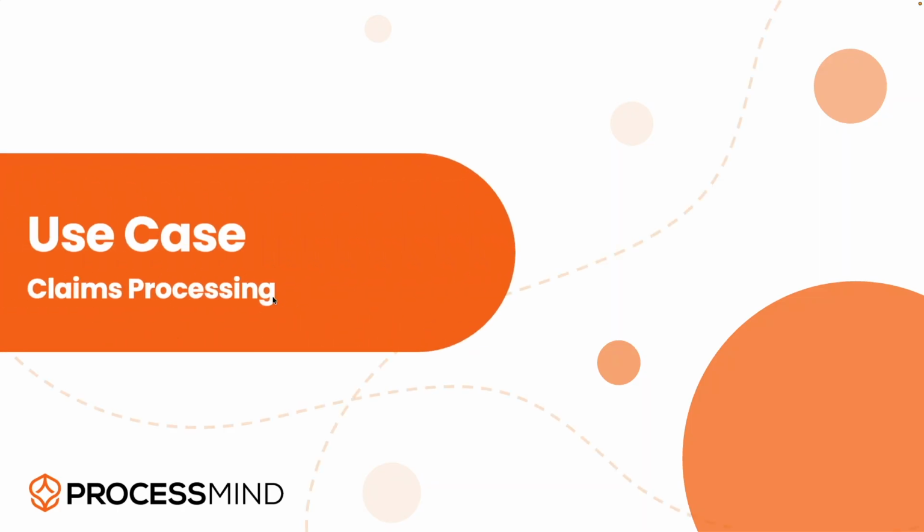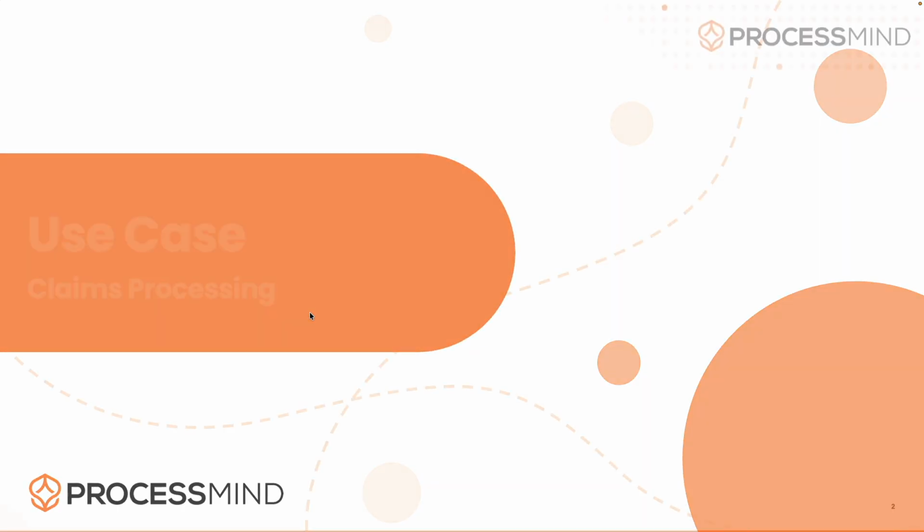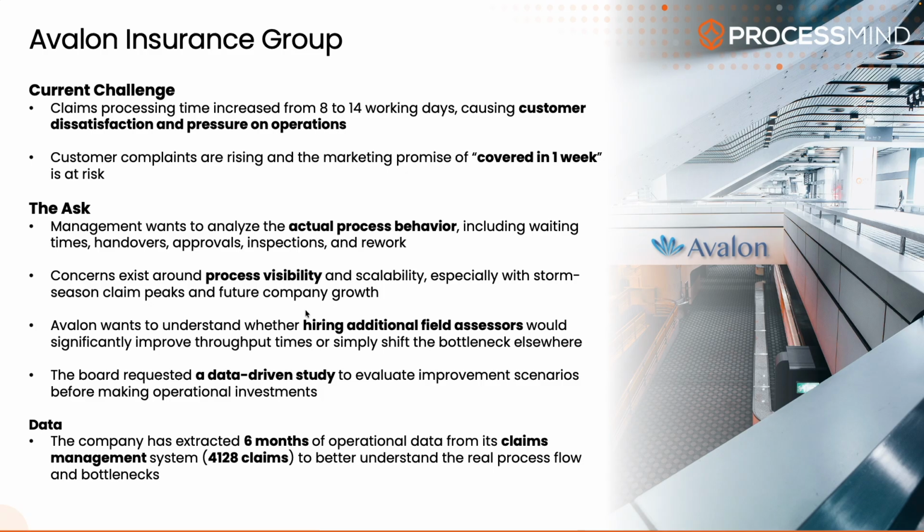Welcome to this use case about claims processing. In this use case we're going to discuss an insurance company called Avalon. Their current challenge is to have a claim processing process that is under 1 week, but nowadays it's taking 8 to 14 work days to complete the case.